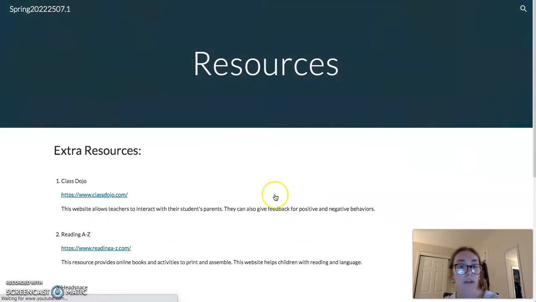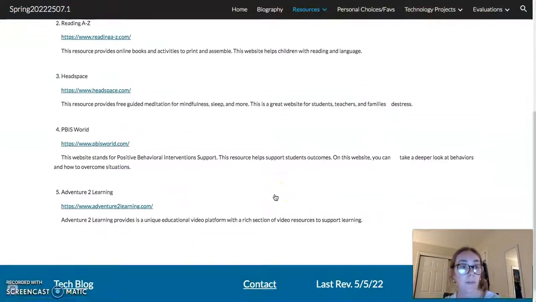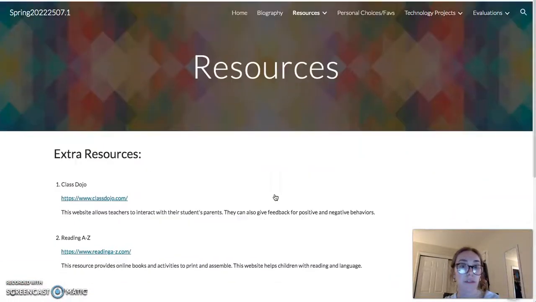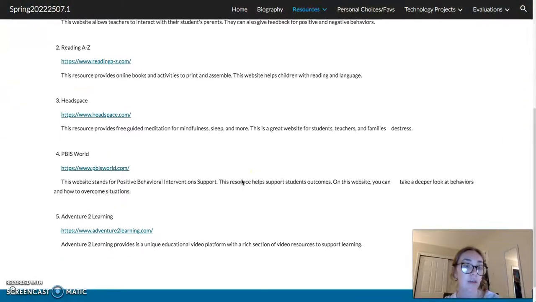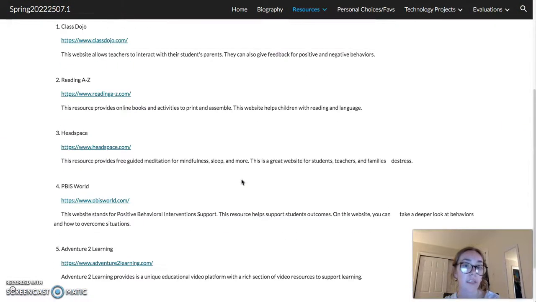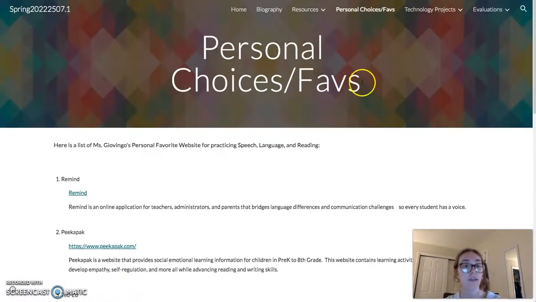I also included some extra resources, just 5 extra resources that I truly enjoyed using, and I think it's great for teaching. And then moving on to my personal choices / favorites.